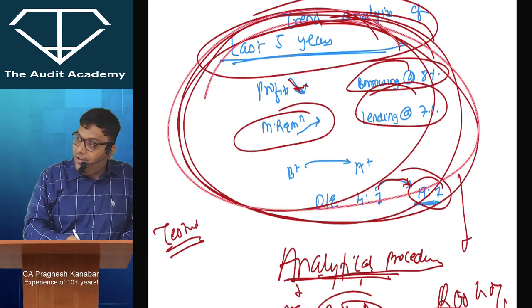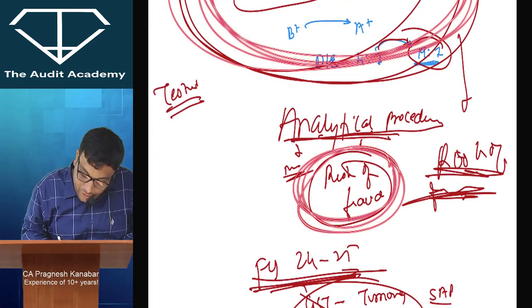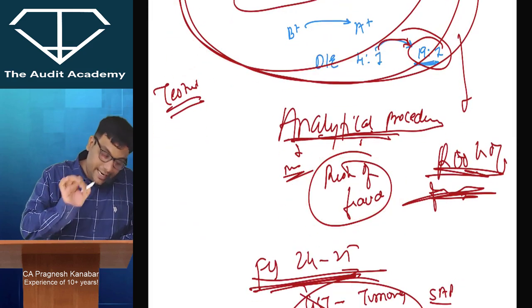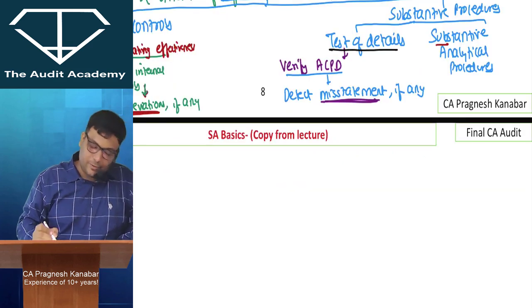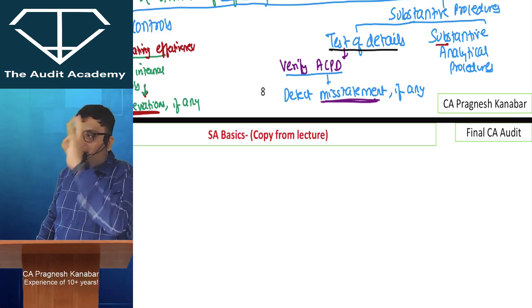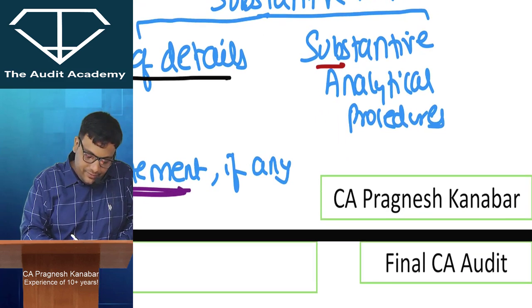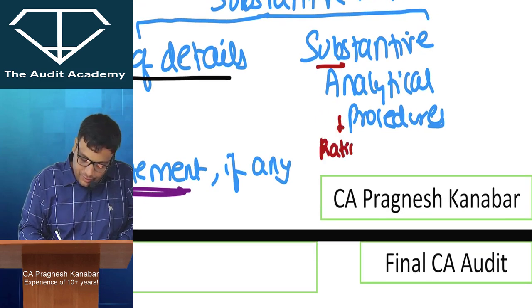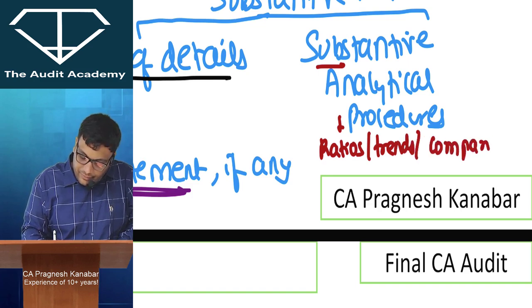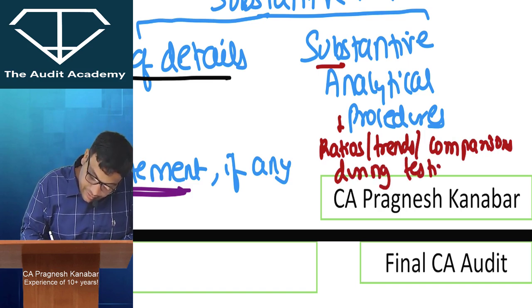Let us say when I was performing trend analysis of the last 5 years, I was just trying to find out the risk of fraud. So this was an analytical procedure and not a substantive analytical procedure. That is the main message that I want to give. Every ratio or trend analysis is not a substantive analytical procedure. A substantive analytical procedure means you are using ratios, trends, comparisons during the testing stage, during testing and completion stage.